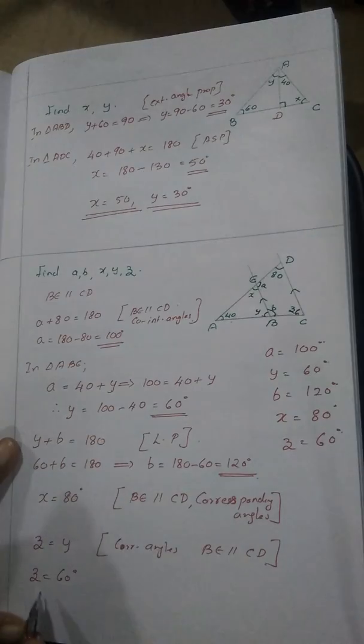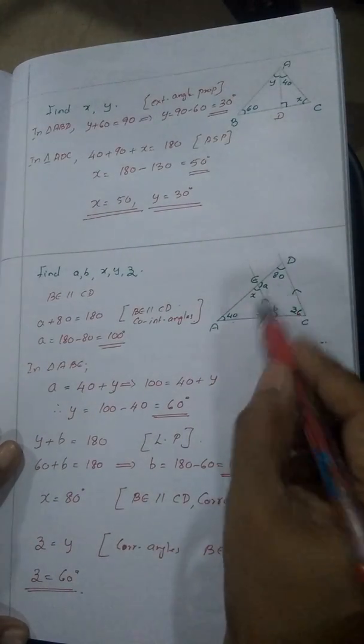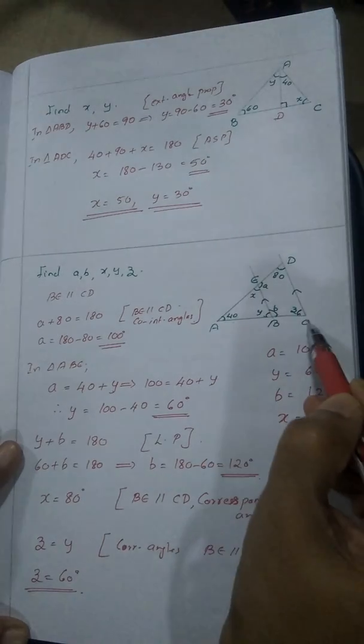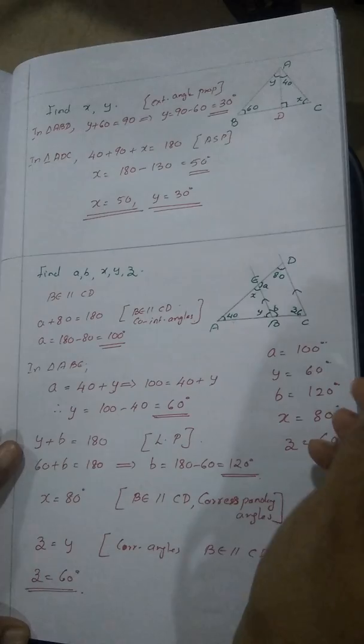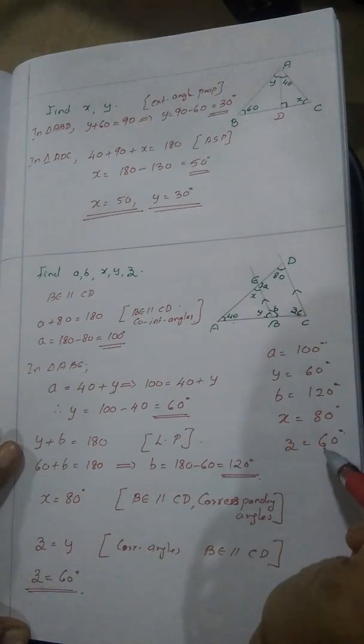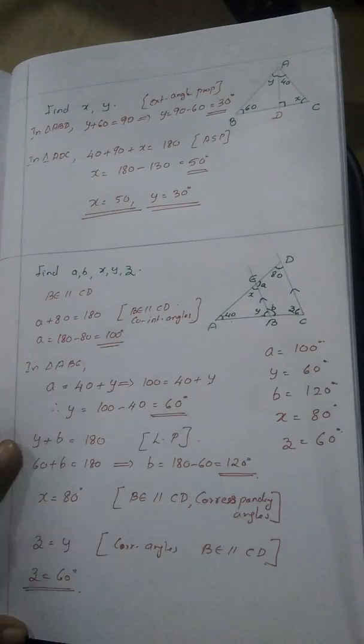So we got all the angles. To check whether you have done it correctly or not, you can say D plus A plus Z is equal to 180. So 80 plus 40 is 120, and Z is 60. 120 plus 60 is 180. So what you have done is right.